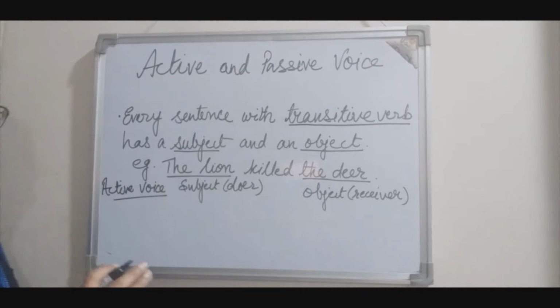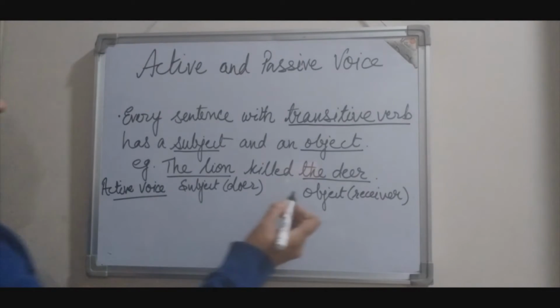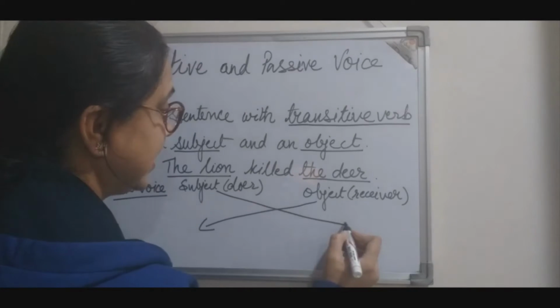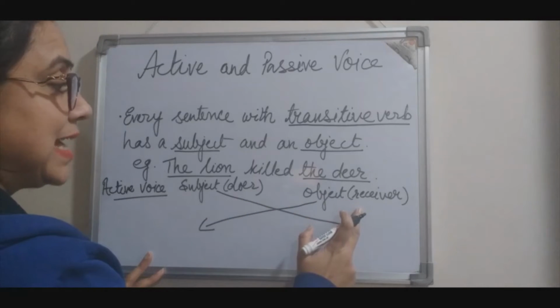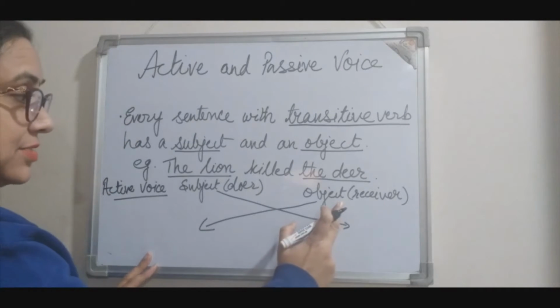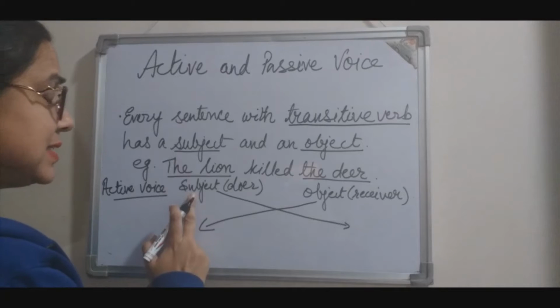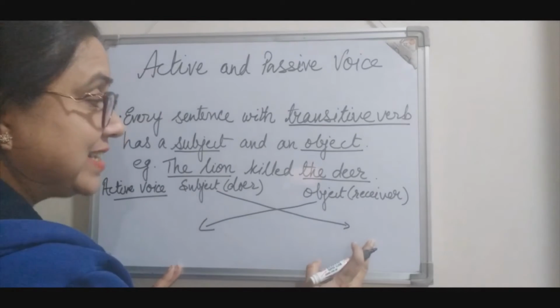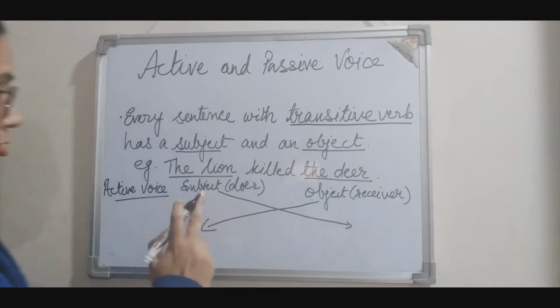Now, this sentence can be changed into passive voice as well. Now, how? As I told you earlier, the subject and the object just interchange their places, right? So the receiver of the action, which is at the object's place in active voice, becomes the subject of the passive voice. And similarly, the subject, that is the performer of the sentence, becomes the object of the sentence. So how? Let's see.